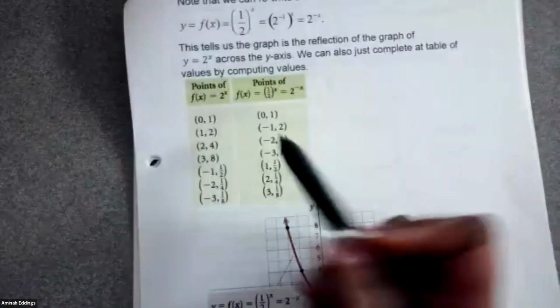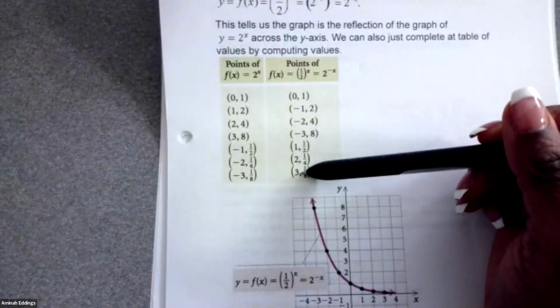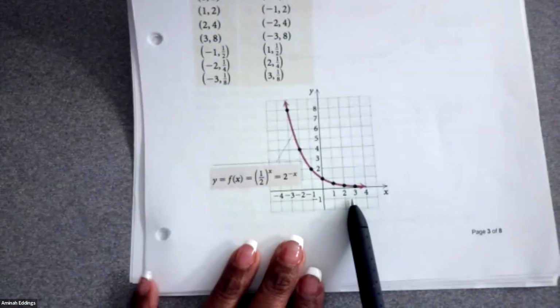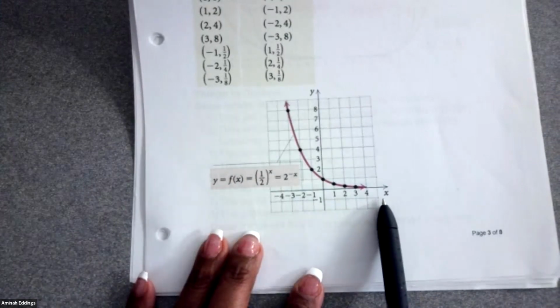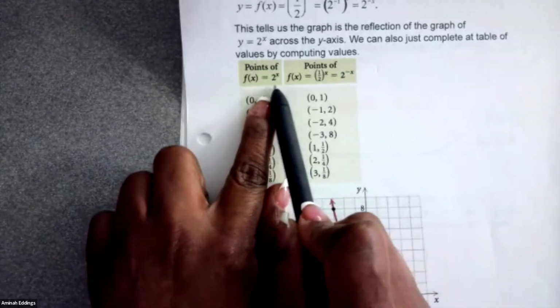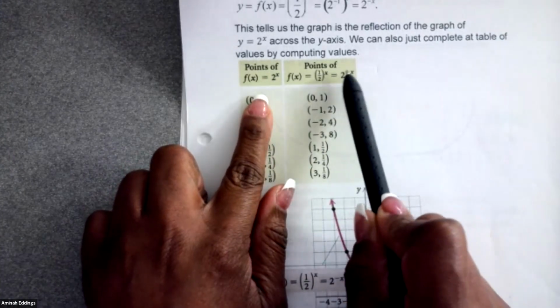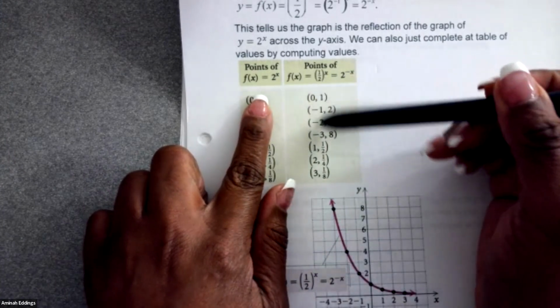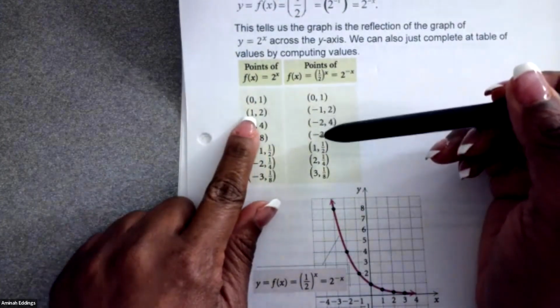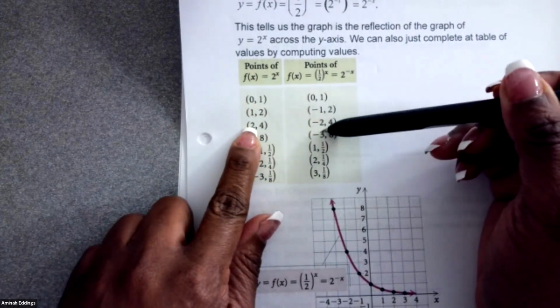So if we were to create a table for that, then we will see that our points look like this, okay? We plot those points, we get a graph that looks like such, okay? Now, take note that we have the same points, similar to our 2 to the x, but when we create a table for 2 to the negative x, what changes is our x values are now opposites. So instead of 1, 2, we had negative 1, 2. Instead of 2, 4, we had negative 2, 4, and so on.